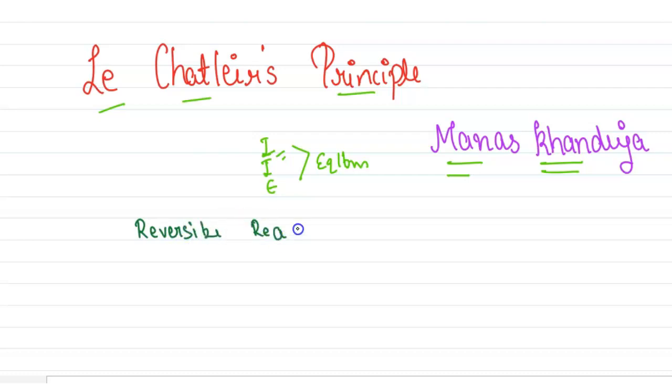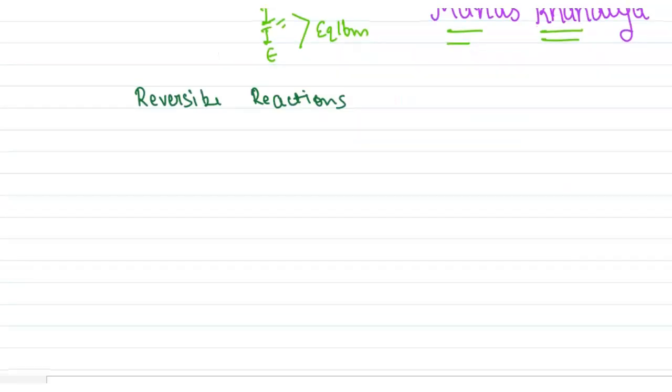Reversible reactions are those whose direction can be reversed at any point of the reaction. Now, we know reversible reactions, but how do we apply Le Chatelier's principle to them? Le Chatelier's principle tells us where the equilibrium will shift. See, Le Chatelier's principle is about equilibrium.